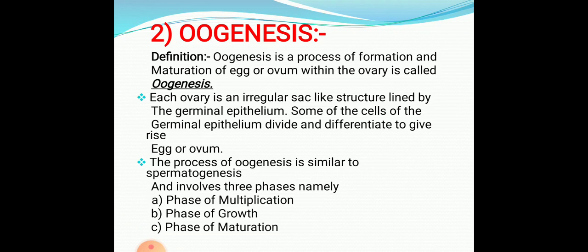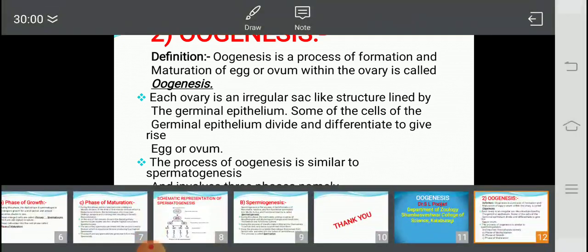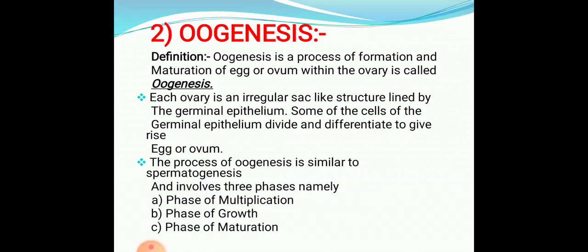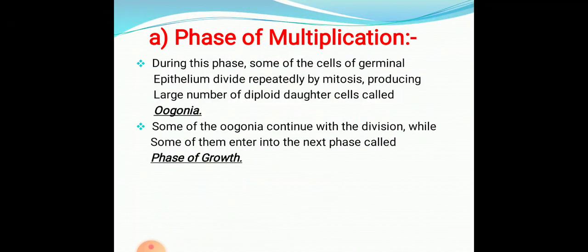Like in spermatogenesis, we have the phase of multiplication, the phase of growth and the phase of maturation. These three phases are the same, and the names are the same as we have seen in spermatogenesis. One by one we will discuss, first the phase of multiplication. During this phase some of the cells, the germinal epithelial cells, divide repeatedly by mitotic division, and they produce a large number of diploid daughter cells, and these diploid daughter cells are called oogonia.